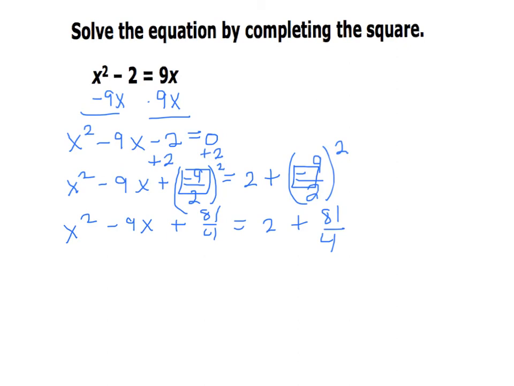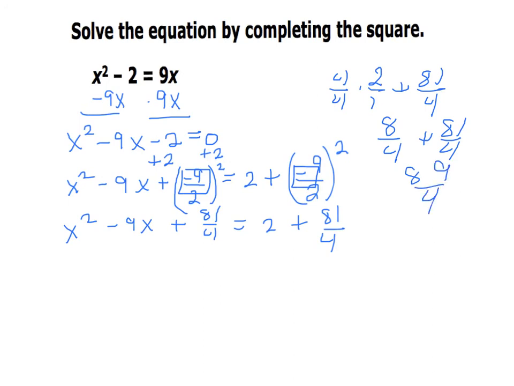Now let's take a second and clean this up. I'm going to add these two together. You can do it with a calculator, of course, or we can just quickly do it by hand. So let me come over here. If I have 2 over 1 plus 81 over 4, I'm going to multiply top and bottom by 4, giving us 8 over 4 plus 81 over 4, which gives me 89 over 4.